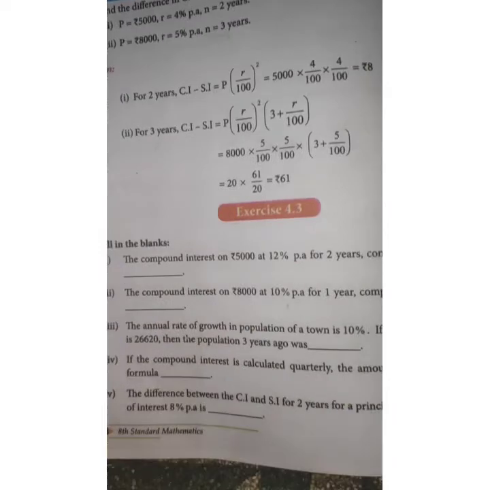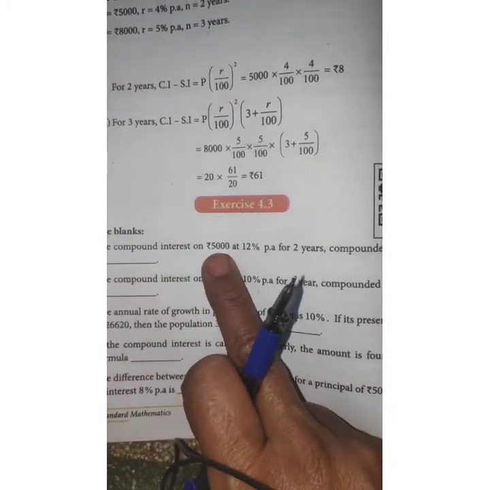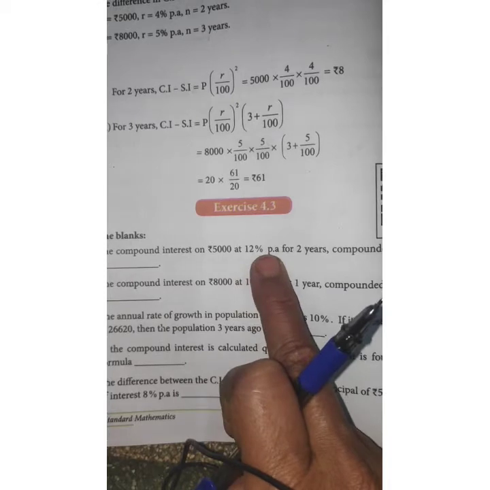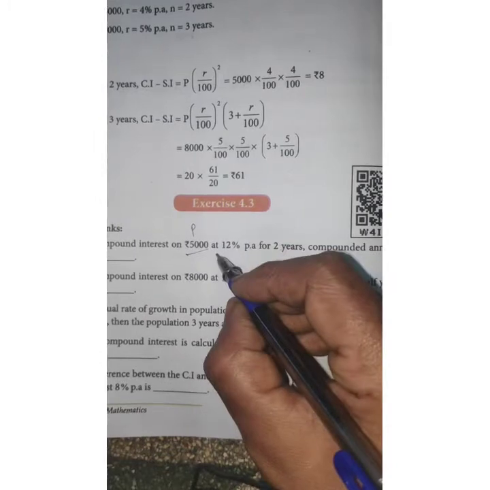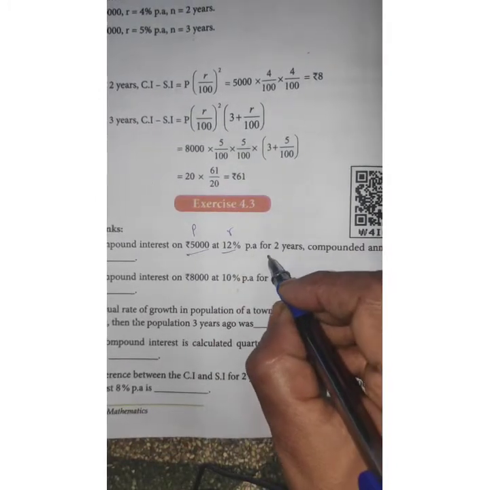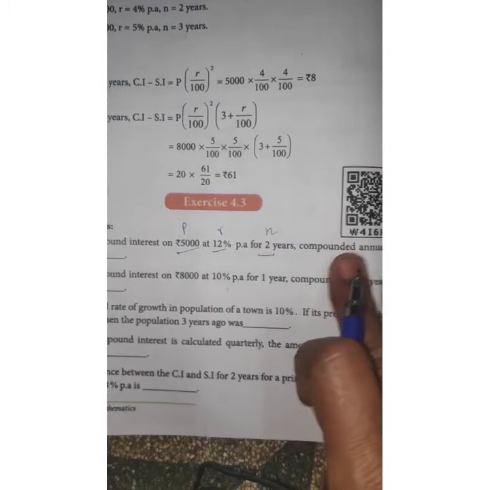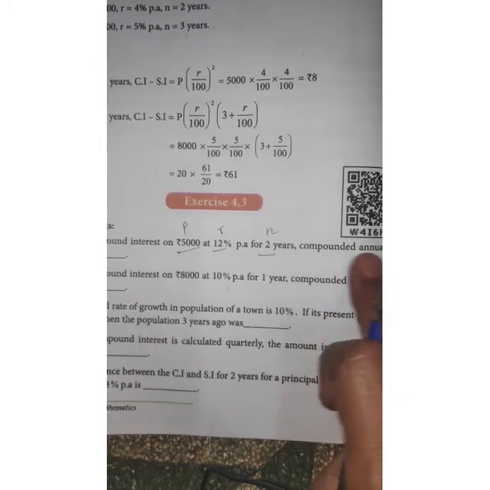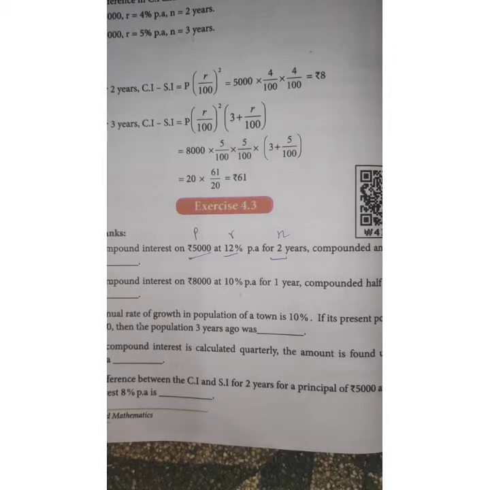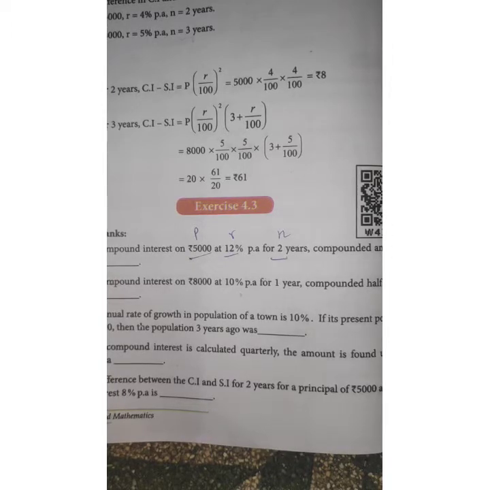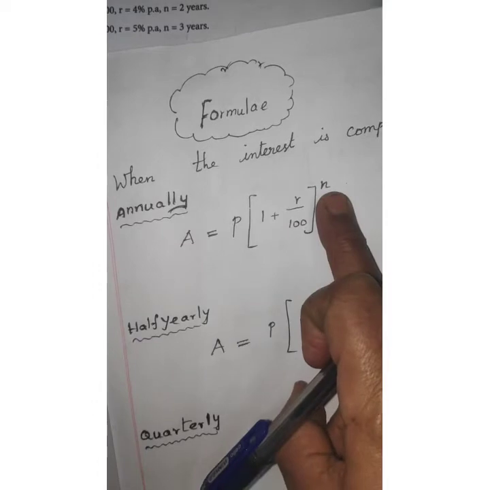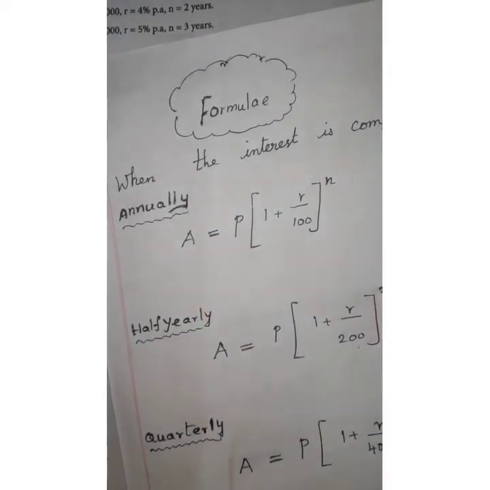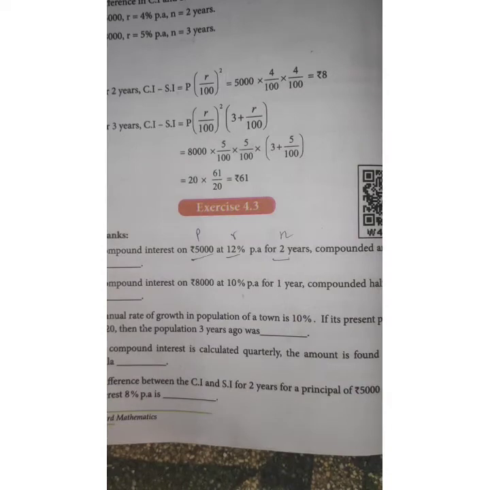Filling the blanks 4.3. The compound interest on 5,000 at 12% per annum for 2 years. Here given P value equal to 5,000, rate of interest R equal to 12%, number of years N equal to 2 years, compounded annually. For annual, what is the formula? A equal to P into 1 plus R by 100 whole power N. So use this formula, substitute the given values and find the answer.